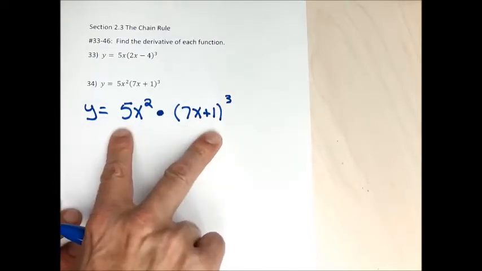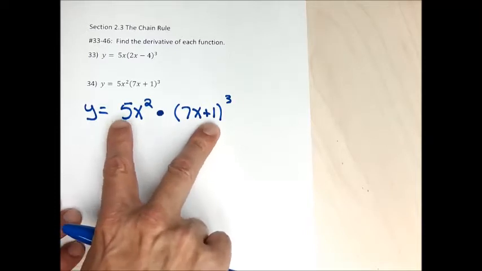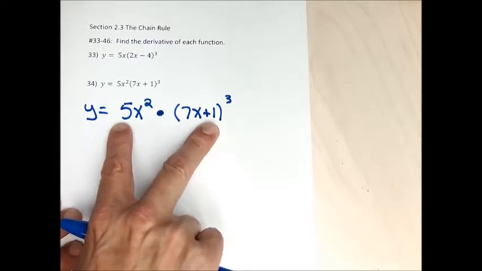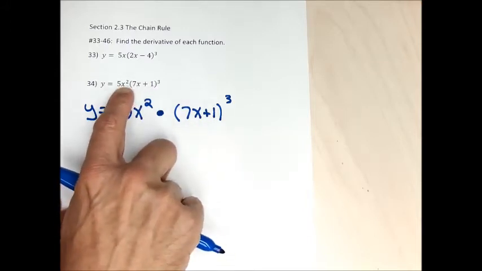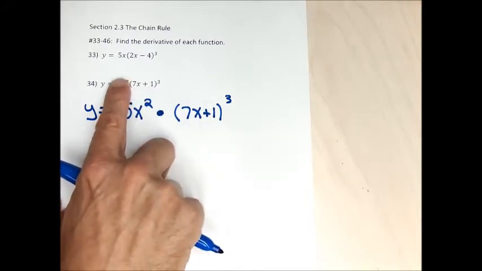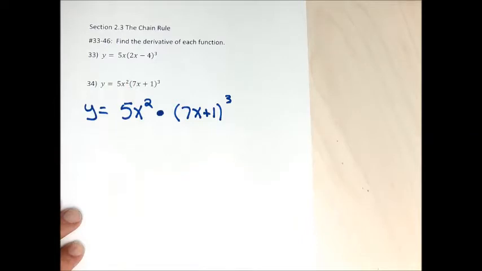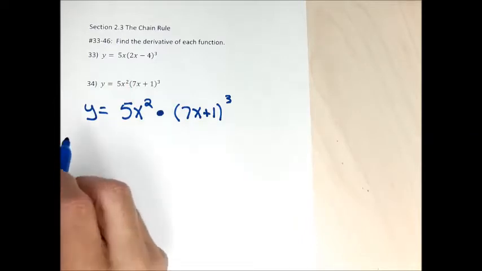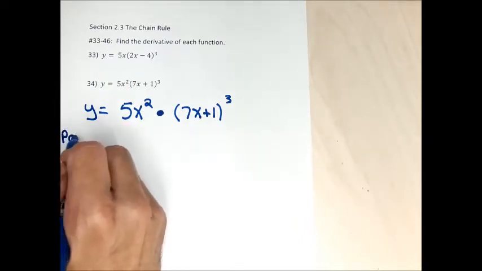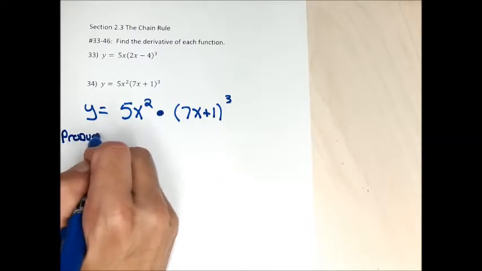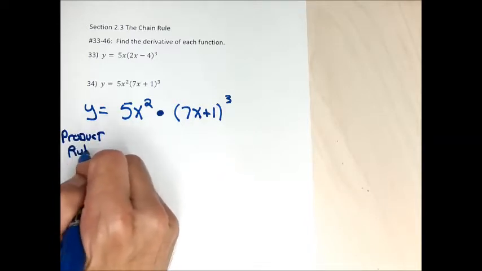Both factors have an x. And when you have multiplication where both factors have an x, you have to use the product rule. If that 5 was alone and didn't have the x squared, then it would be just like the first half of the video. But now it's ugly. So I have to remember the product rule. It's used when there's multiplication and both factors have an x.